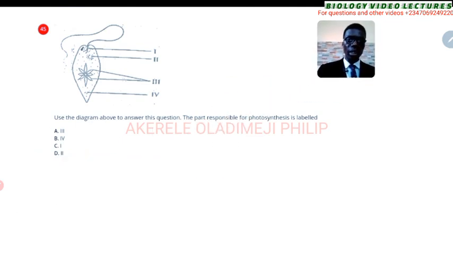Then it says use the diagram above to answer. The part responsible for photosynthesis is labeled, if you can remember, we said three was chloroplast, so the answer is going to be A, which is three.